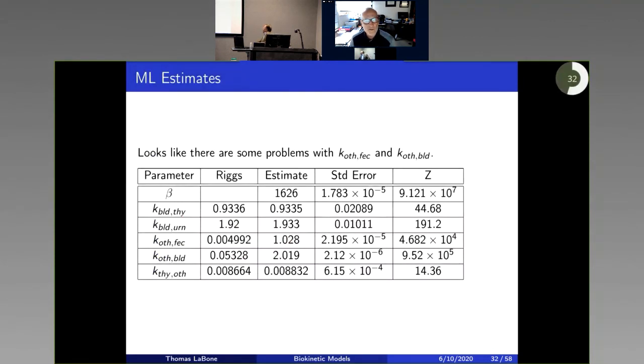When I go through and do maximum likelihood estimation on that model, what I have first is the parameter, which is beta, the intake, and then each of the rate constants: blood to thyroid, blood to urine, other to feces, other to blood, and thyroid to other. The Riggs parameters, and then these are the estimates that I came up with. We have the point estimate, the standard error, and then the estimate divided by the standard error, or the z-score, we'll call it.